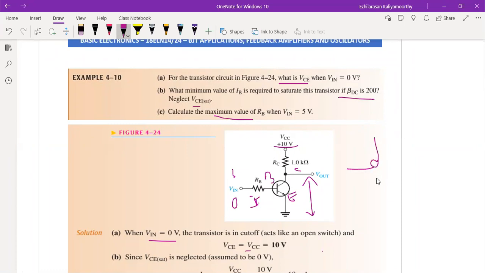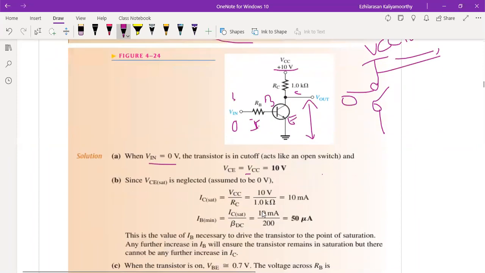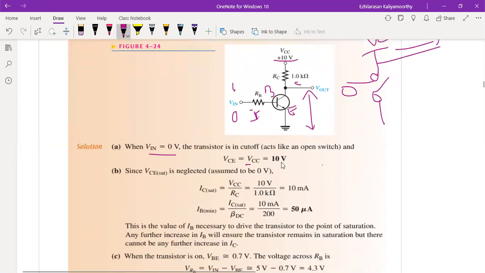This is a switch, it will come like this. This is VCC. The output will be taken from this terminal. So here the input is 0, then the switch is open. So VC is 10 volt, in the sense the same 10 volt I'll get here. That is, VC is equal to VCC, 10 volt.